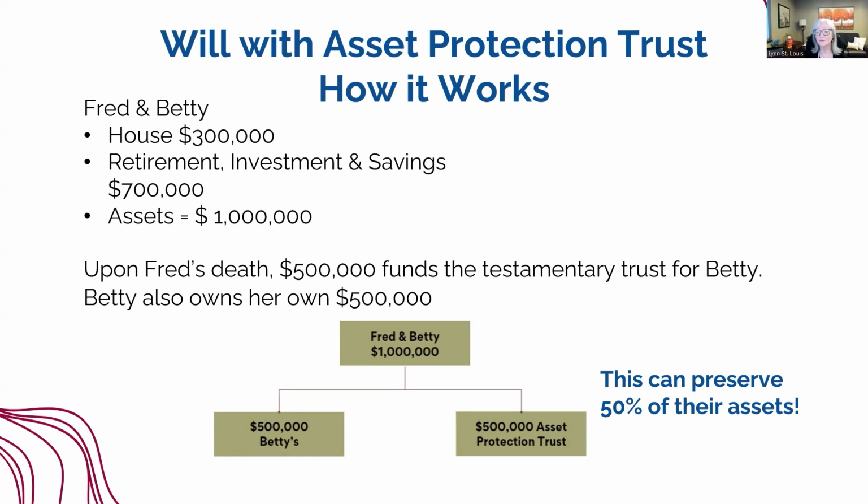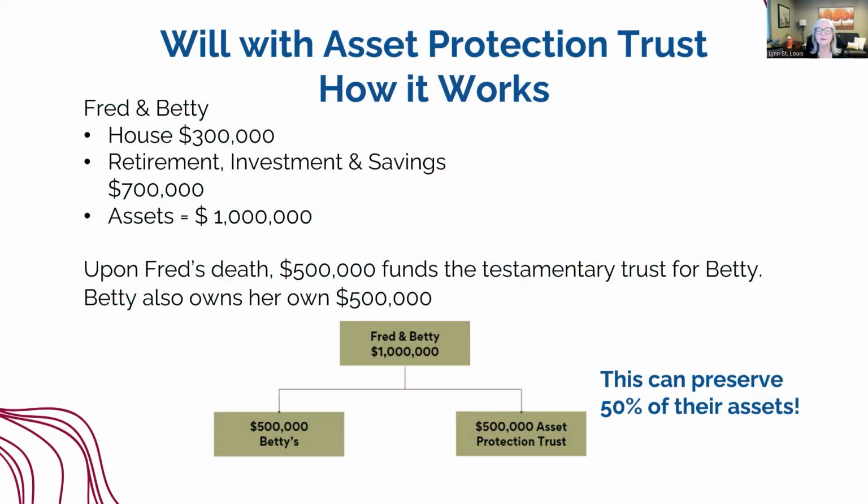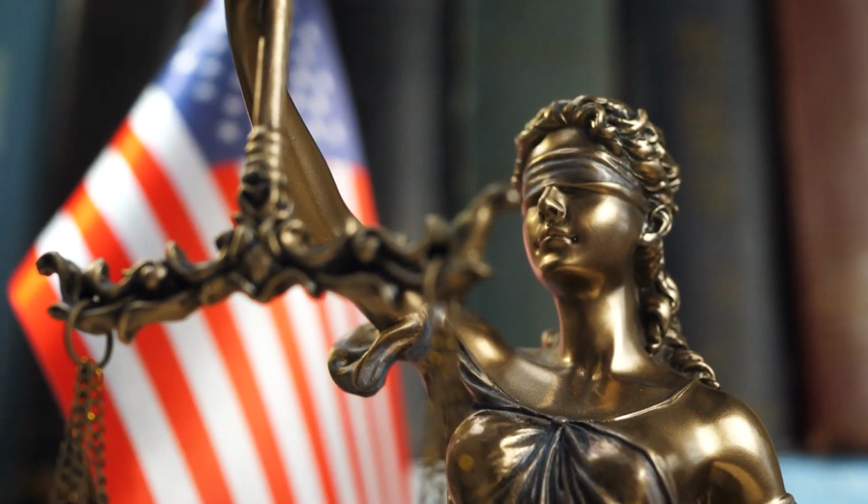So what happens when the first spouse dies? Let's have Fred pass away first. When Fred dies, Washington is a community property jurisdiction, so half of the million, or $500,000, is not going to go outright to Betty. Instead, it's going to go to an asset protection trust, creating this nest egg for Betty. Why is that important? Everything in that asset protection supplemental needs trust created by Fred's will for Betty's benefit is non-countable by Medicaid. So what that means is that $500,000 is there. It's protected. It's for Betty.